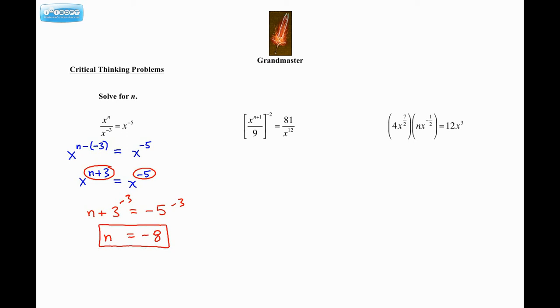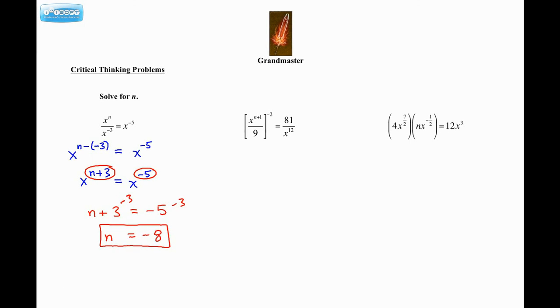And we can check that. Let's replace this n in our minds with the number negative 8. When we did the subtraction of exponents, negative 8 minus negative 3, that's the same as negative 8 plus 3, which is, guess what? Negative 5. So this has to be correct.